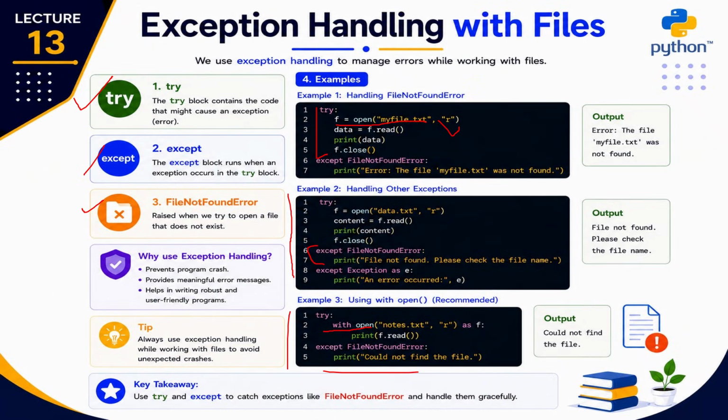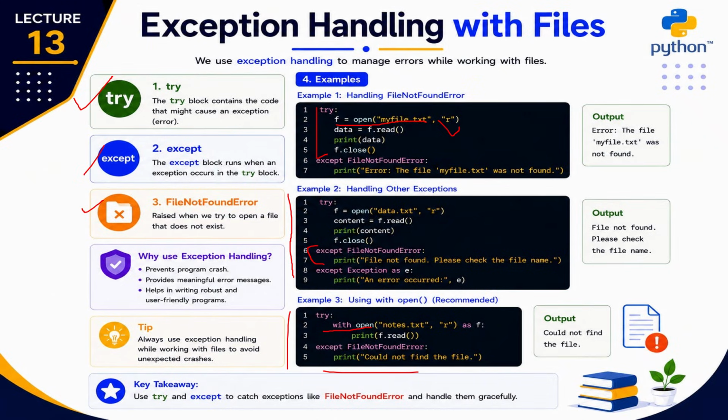So why do we use exception handling? There are several benefits. First, it prevents the program from crashing unexpectedly. Second, it allows us to display meaningful error messages instead of confusing technical errors. And finally, it helps us create more robust and user-friendly programs. So whenever you are working with files, especially when opening or reading files, it's good practice to handle possible exceptions.